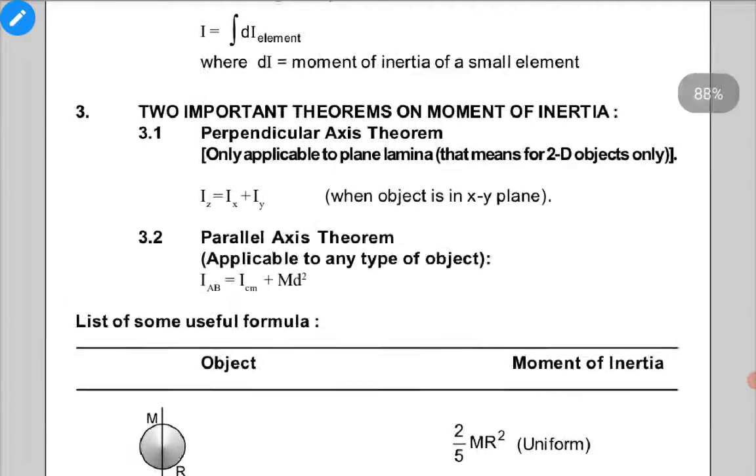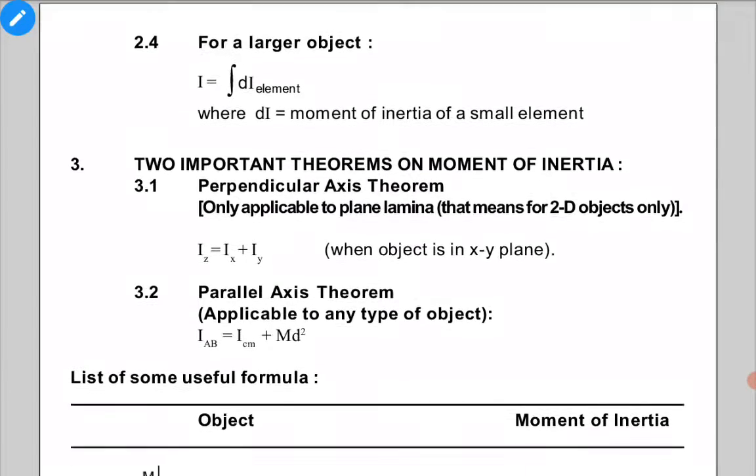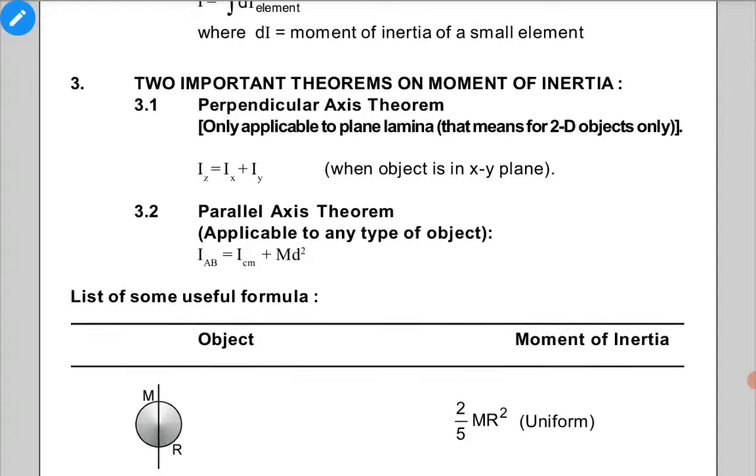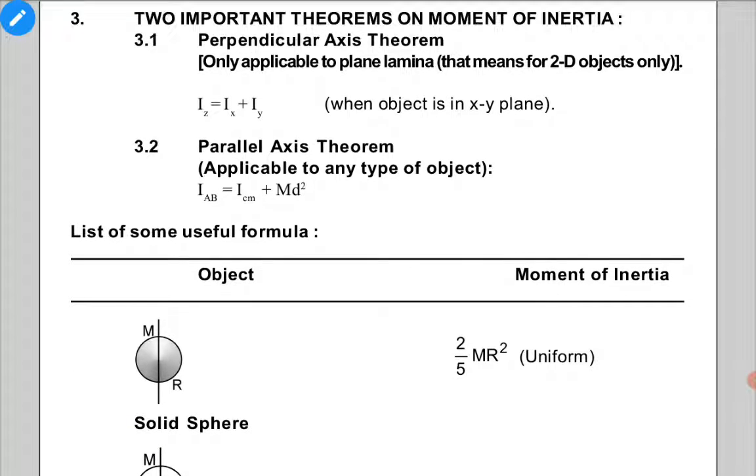For a larger object, I equals integration of dI, where dI is the moment of inertia of a small element. Two important theorems of the moment of inertia. First is the perpendicular axis theorem, only applicable to plane lamina, that means for 2D objects only: Iz equals Ix plus Iy when the object is in the xy plane. And second is the parallel axis theorem, applicable to any type of object: I_AB equals I_CM plus M D square.